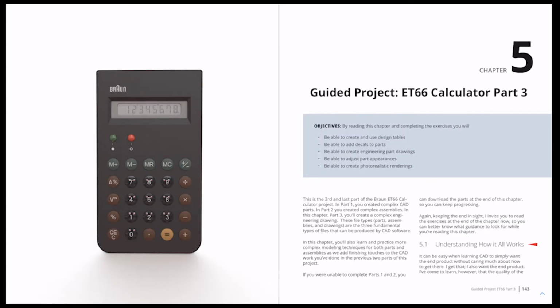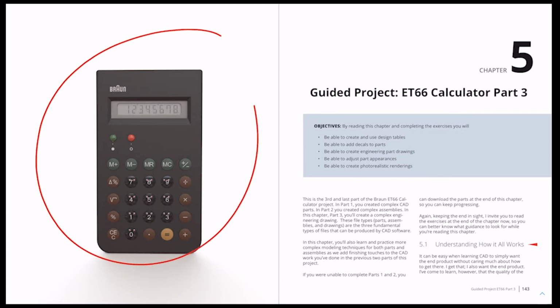Before I get to the main points, let me just say, the 5th chapter of the guidebook is the third and last part of the ET66 calculator. So it is in this chapter that you're going to finish up the calculator. You're going to get the aesthetics worked out, the colors of the buttons, the full assembly kind of going on there. You're going to make some engineering drawings and some renderings. All of this is in wrap-up of the ET66 calculator. I encourage you to keep going, do your best on this. You can end up with a great portfolio item at the end.